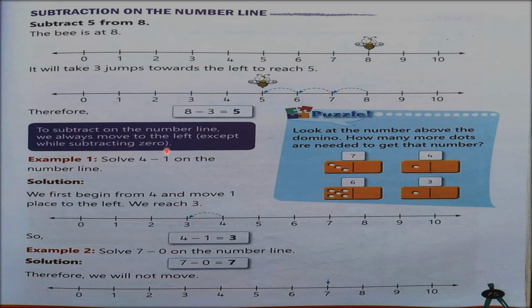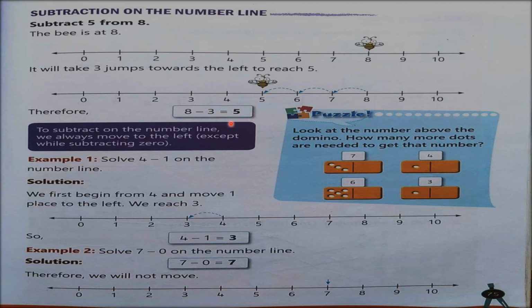Now subtracting on the number line. Very easy. We did addition in the same way. So subtract 5 from 8 means 8 minus 5. The bee is at 8. Now how many steps does the bee jump? The bee jumps 3 steps. So 1, 2, 3. The answer is 5. Got it? The answer is 5.